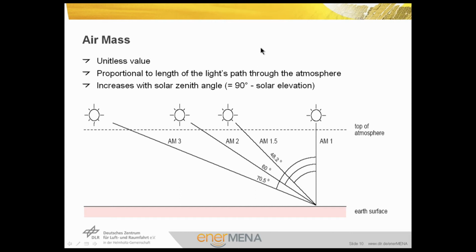The air mass is a unitless value which is proportional to the length of the light's path through the atmosphere. It increases with the solar zenith angle, and the solar zenith angle is 90 degrees minus the solar elevation. In this sketch, our position can be found here on the Earth's surface, and if the Sun is in the zenith, we will have air mass 1. If the solar zenith angle is 70.5 degrees, the air mass is 3.